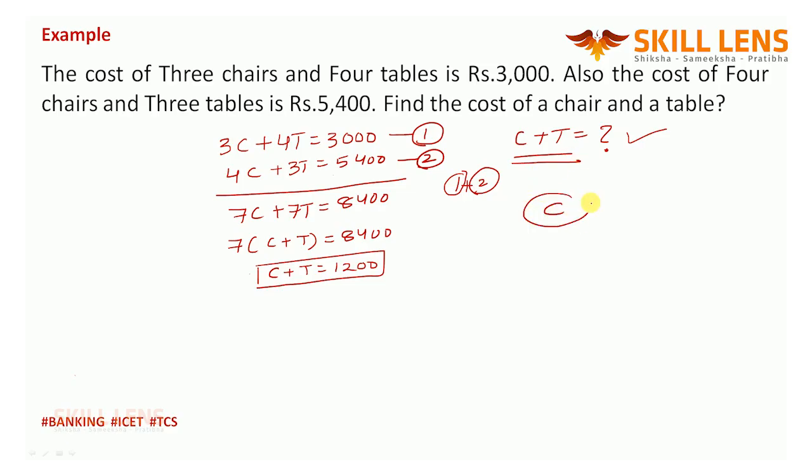If you want only chair, follow your procedure, get your answer. If you want only table, follow your procedure, get your answer. But the point is what? I want chair and table. If you want chair and table, it's going to be what?